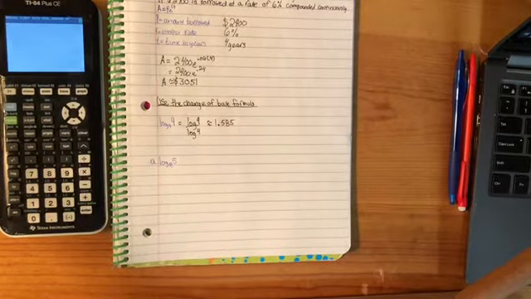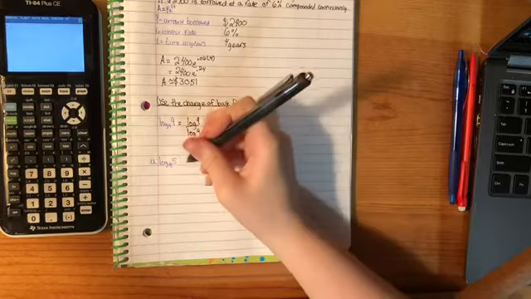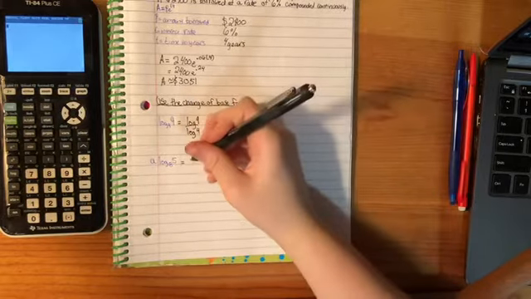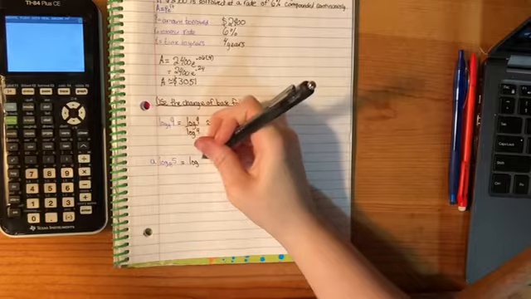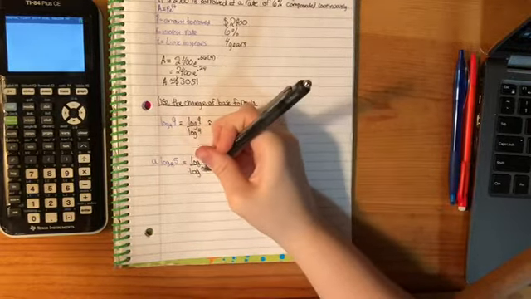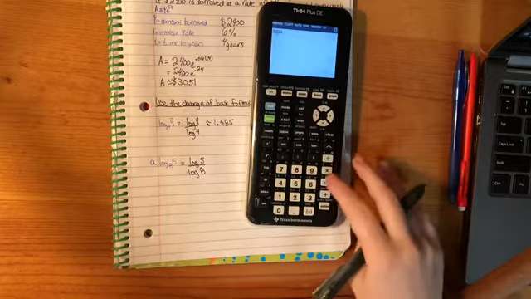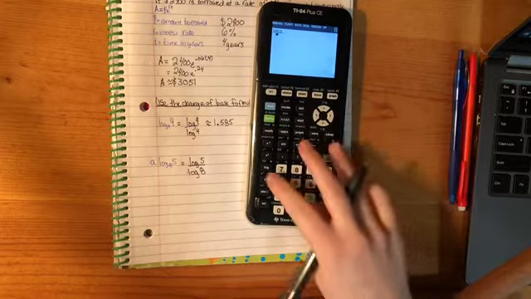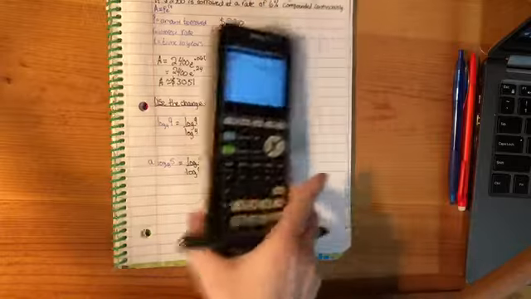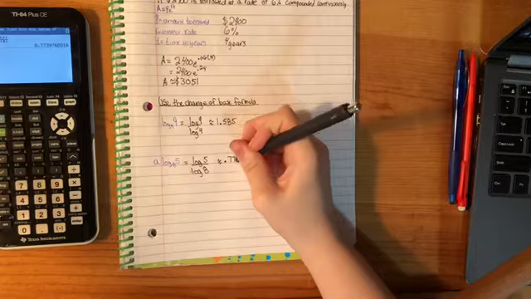So now we're going to do one more practice problem using the change of base formula. So we have log base 8 of 5. Using the change of base formula, we're going to write this as log 5 over log 8. Now using our calculator, we're going to figure it out. So log 5 over log 8. We have approximately 0.774.